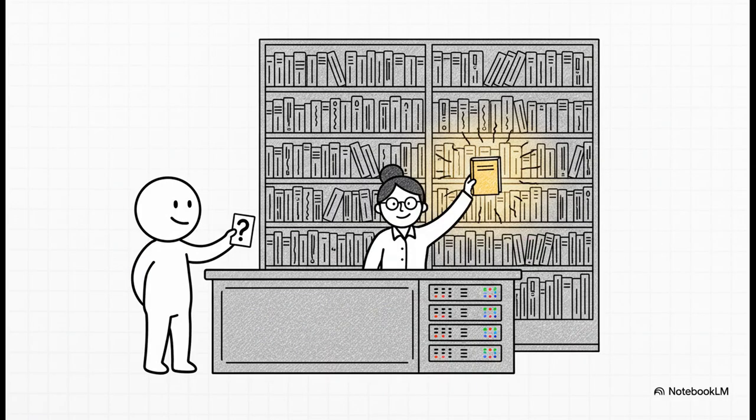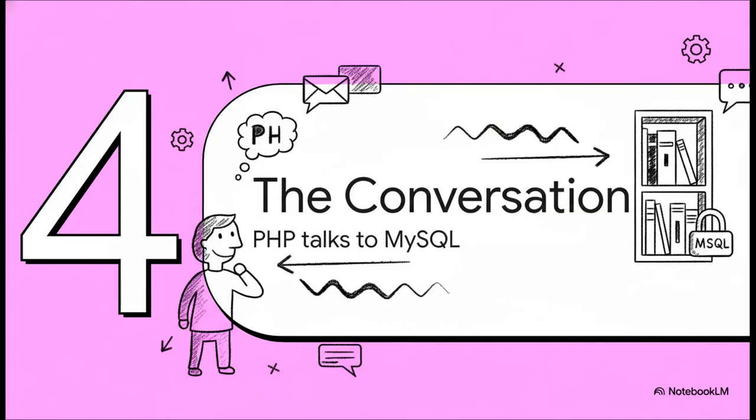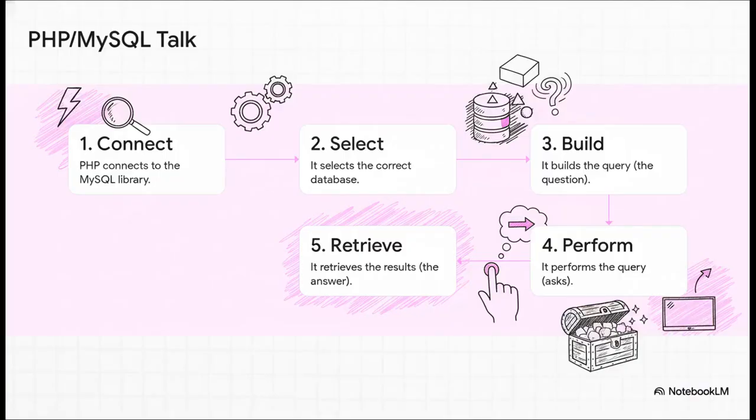And to find stuff in this library, you can't just wander around. You have to ask a very specific question using a special language called SQL. This example here is basically the computer version of walking up to the librarian and saying, "Pardon me, could you find the first and last name of the person whose email is jsmith@mysite.com?" It's precise, so it gets a precise answer. So this is the crucial part. The real magic happens when our messenger, PHP, starts having a conversation with our library, MySQL. And that conversation follows a few pretty logical steps.